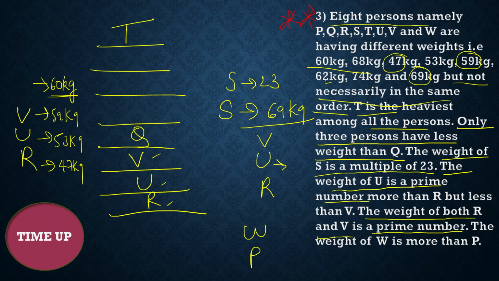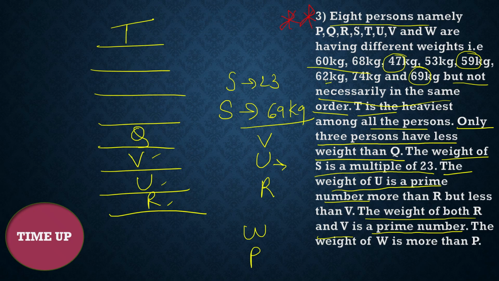Understanding? Next, what information are you getting? S is a multiple of 23. So 69 kg. This is 60 kg. This will be 59 kg. This will be 53 kg. And lastly, you have 47 kg. S is a multiple of 23, they have said. Correct?